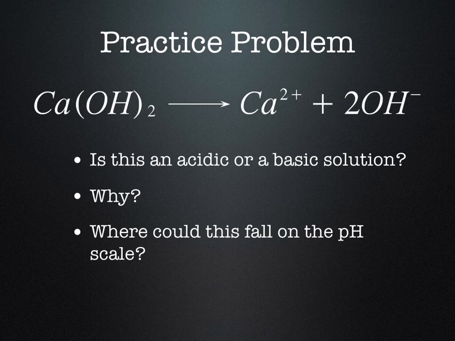Last one. What is this producing? H plus ions or OH minus ions? That's right, it's producing hydroxide ions. Therefore, it's basic. Where could this fall on the pH scale? That's right, above 7, all the way to 14.